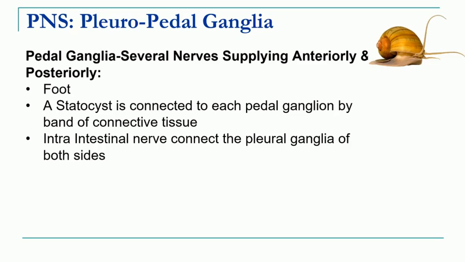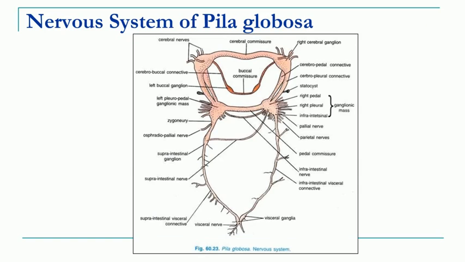Now the statocyst, which is the organ of equilibrium, is connected to this pedal ganglion by a band of connective tissue. So the position of the statocyst is near the pedal ganglion, and the infraintestinal nerve connects the pleural ganglion of both sides. Let's see in the diagram: we can see these pleural ganglions, they are connected by this nerve. That nerve is called the infraintestinal nerve.